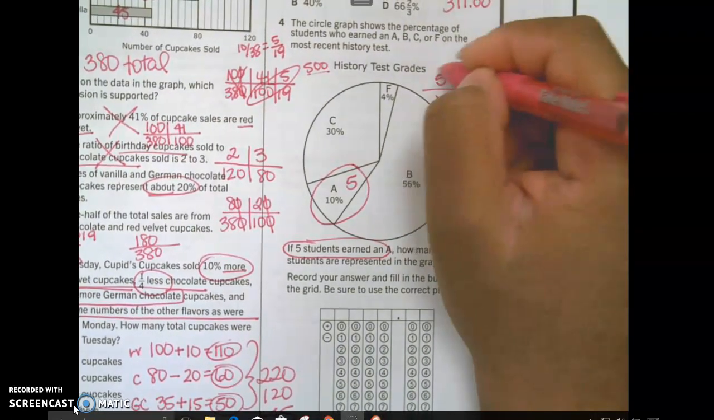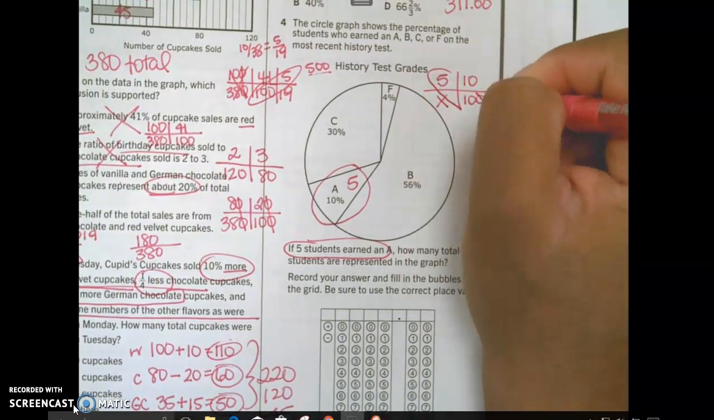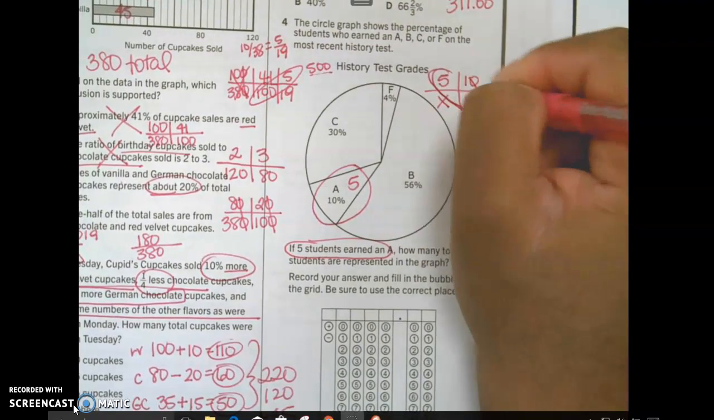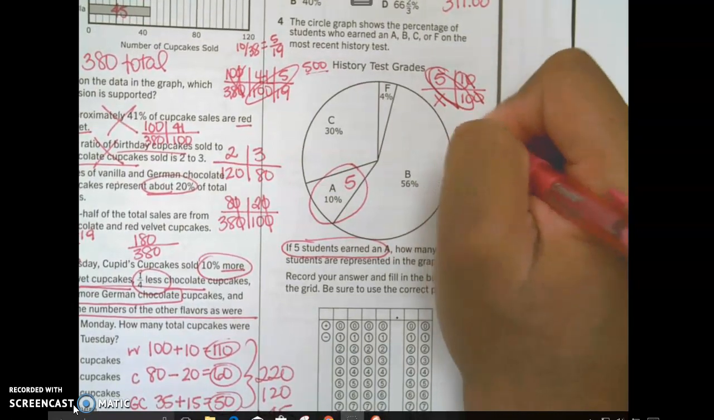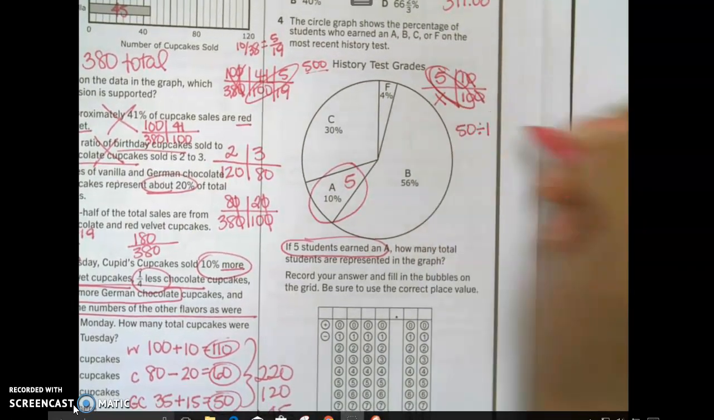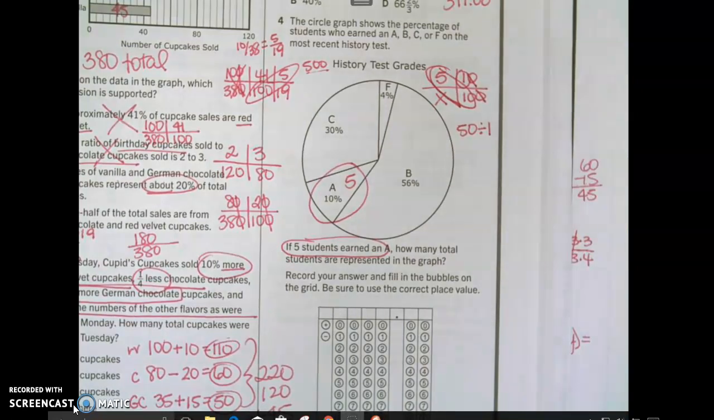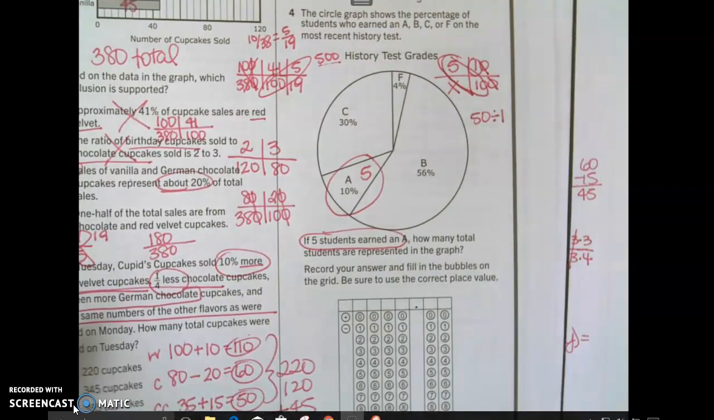Cross out, take the zeros off first. Cross multiply and divide. What's 5 times 10? 50. 50 divided by 1 is a dead giveaway. That's the number of kids or students, okay? All right.